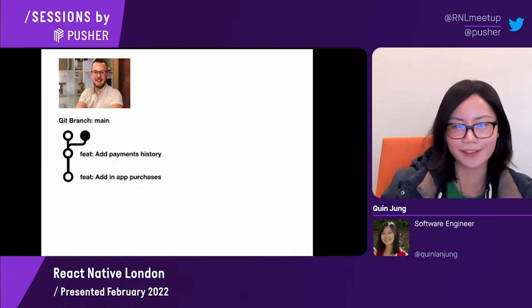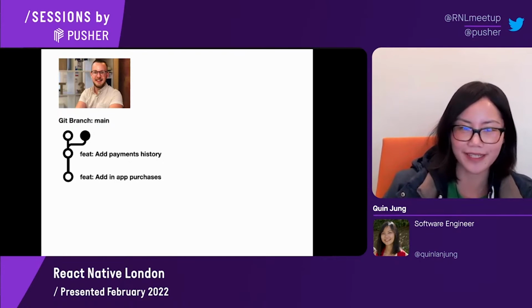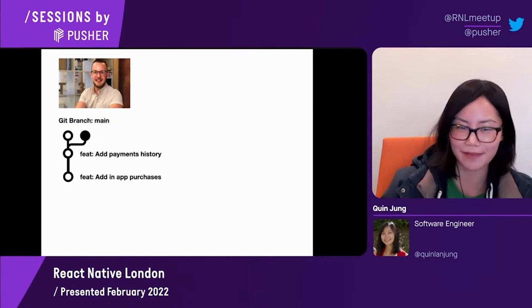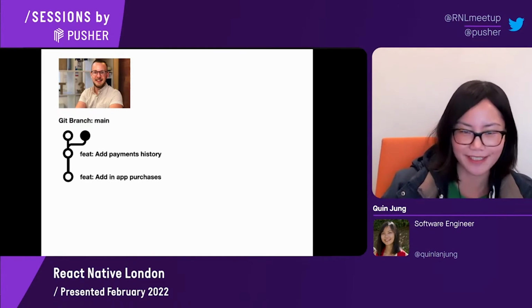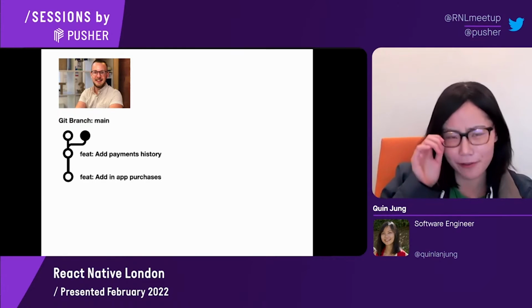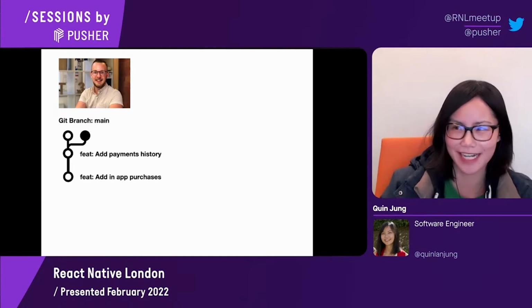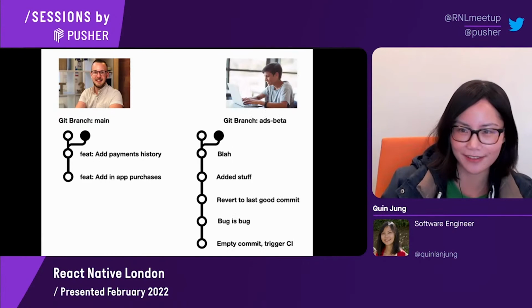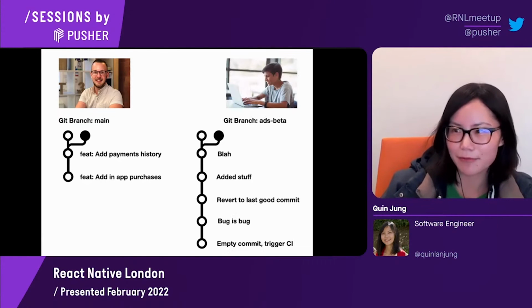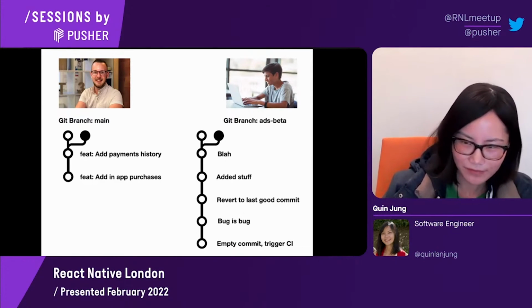And let's also take a look at your development flow. You're most likely going to be committing to your main Git branch, and you're going to be adding really nicely formatted commits like add in app purchases, add payments history, and the works. But unfortunately for you, you honestly don't have time to implement the ads feature, so you're going to delegate it to your intern. Your intern is going to be working from the ads beta Git branch and is going to be making a lot of sketchy commits.